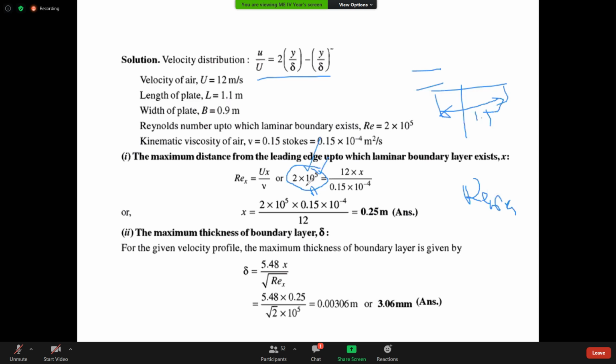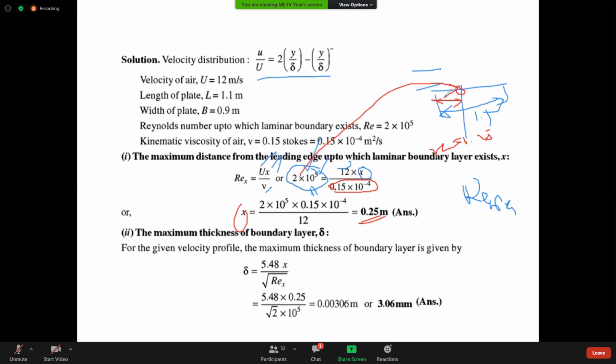So Re_x is given directly as 2 into 10 to the power of 5, but our formula is u into x divided by nu. So u is 12, and x needs to be found. That means, what is the distance from here to here at which this particular Reynolds number exists? The viscosity is 0.5 into 10 to the power of minus 4. Unless you convert, you get a wrong answer. So the x value you get is 0.25. That means the distance at this point is 0.25. At x equal to 0.25, the Reynolds number is 2 into 10 to the power of 5.